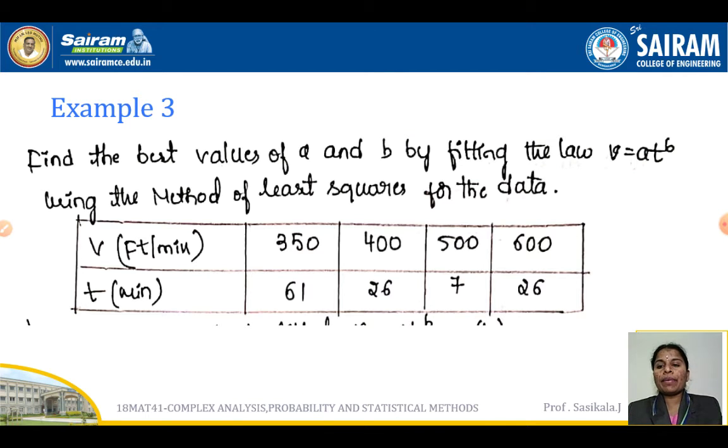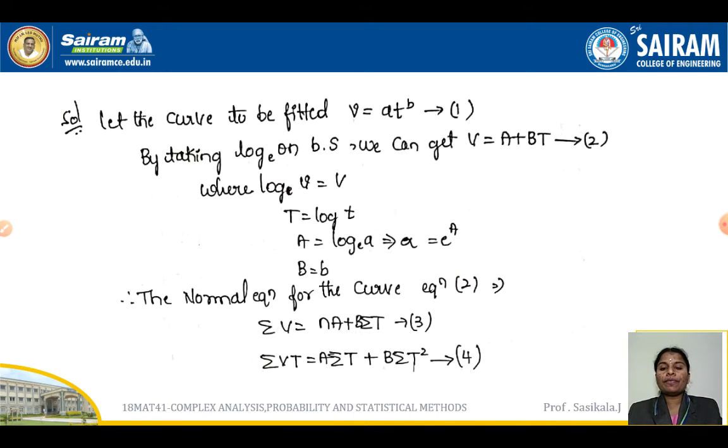So next example. Find the best value of A and B by fitting the law V is equal to A into T power B using the method of least squares for the data. V as given and T as given: 350, 400, 500, 600, 61, 26, 7, 26. Now, according to the equation which you are going to fit a curve, we have to write a normal equation. First we are making it a standard form.